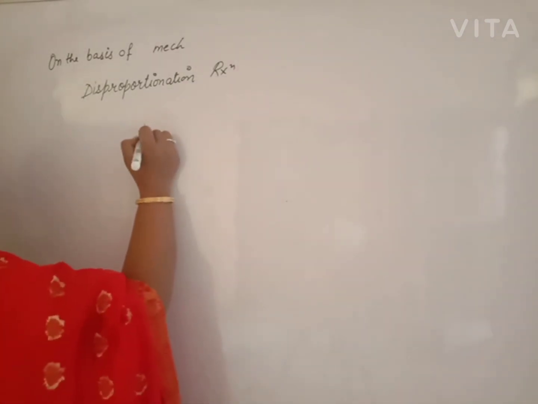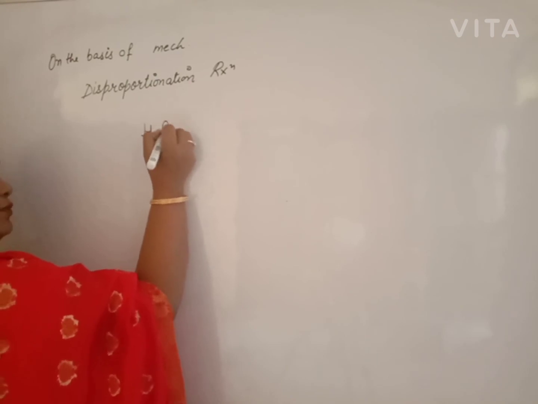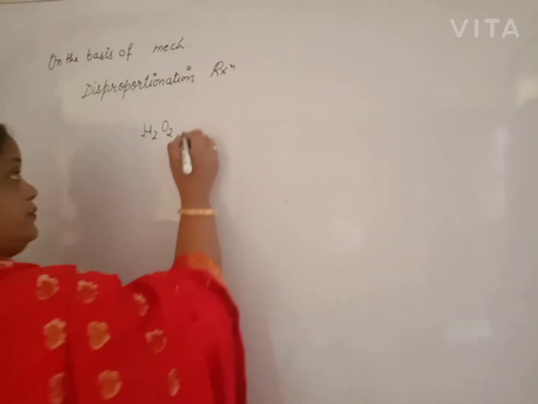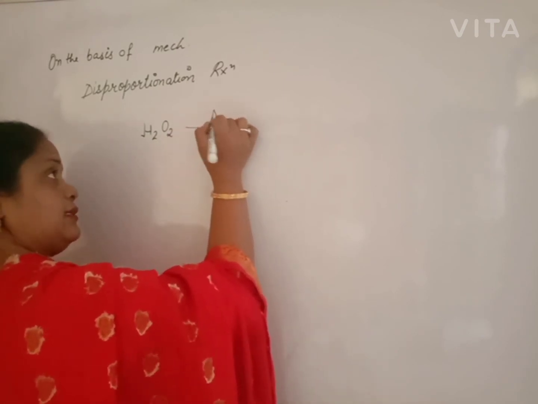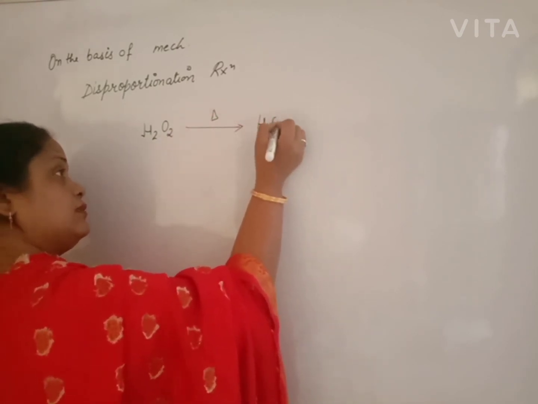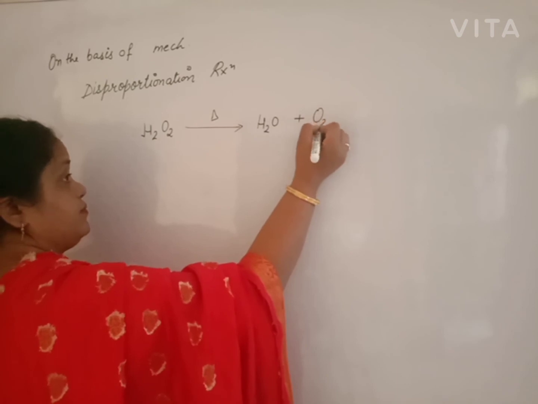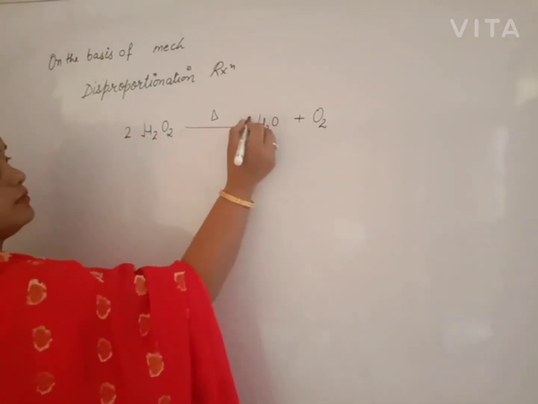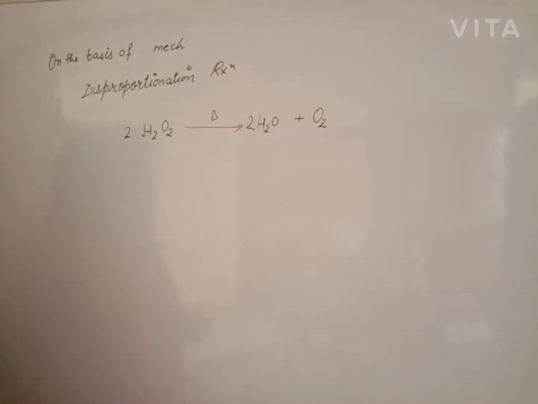For example, decomposition of H2O2. When H2O2 is strongly heated, it will give water and oxygen. Reaction may or may not be mentioned, that is up to you. Beta, it is balanced. Now it is balanced, it's okay.